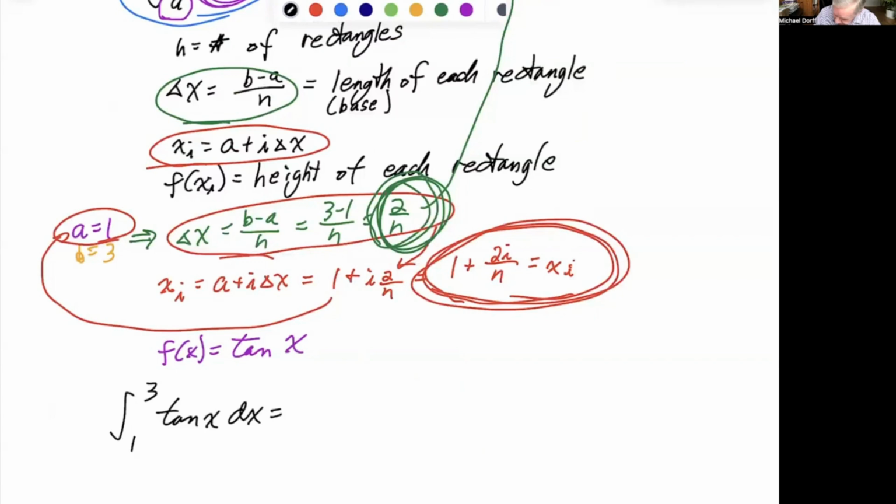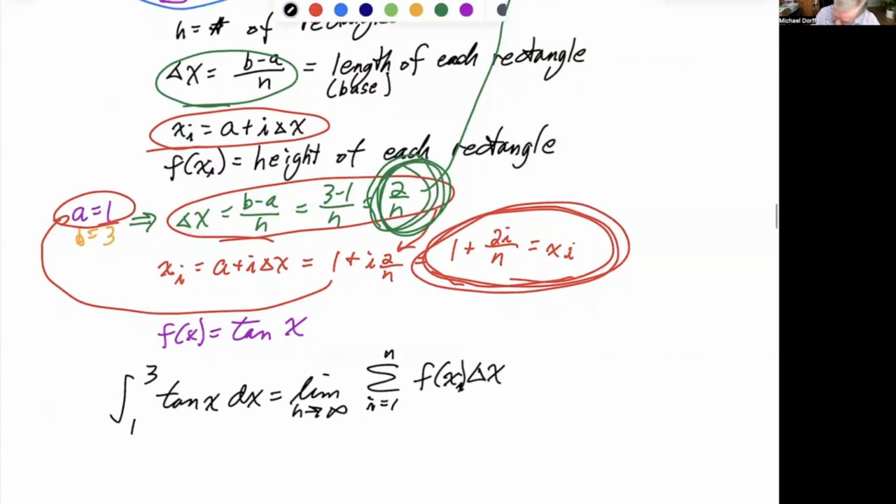That's going to equal this limit as n goes to infinity of the sum i equals 1 to n of f of x sub i delta x. And so we just substitute what we have. This won't change, the limit and the sum. Now, what was f of x? We said f of x here is tan x.